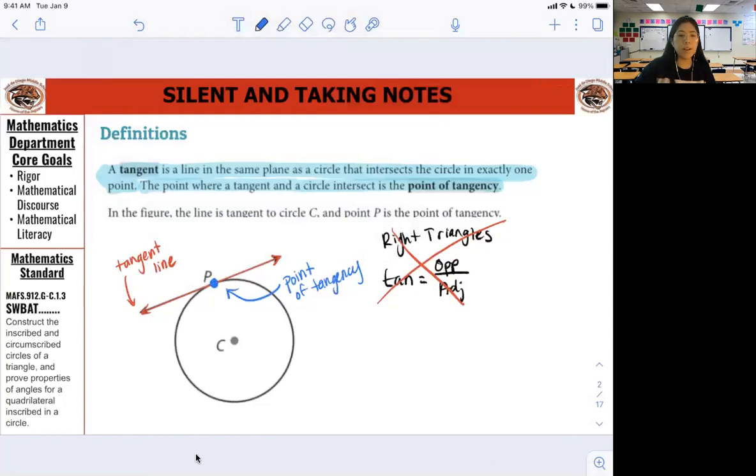SOHCAHTOA, when I'm talking about circles, doesn't really come through unless there's a triangle inside of the circle. If you have a right triangle inside of a circle, then we can start talking about sine, cosine, and tangent. But if it's just a circle and just a line, there are no triangles involved, so tangent has nothing to do with SOHCAHTOA.